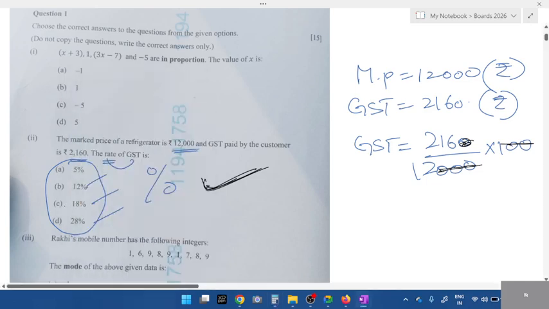Answer is 18%. Which option? Option. How long did it take? Hardly 20 seconds, 20 or 30 seconds to complete.